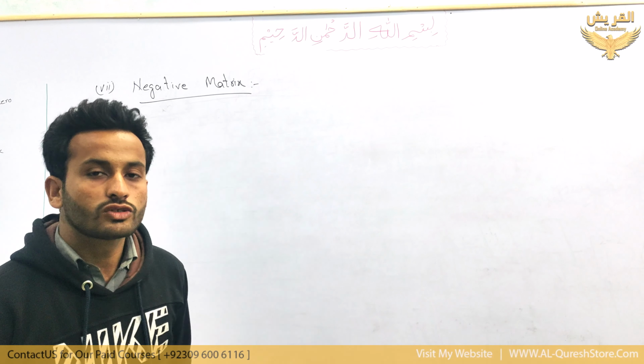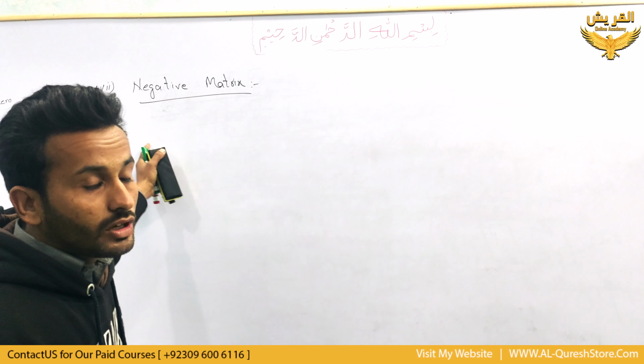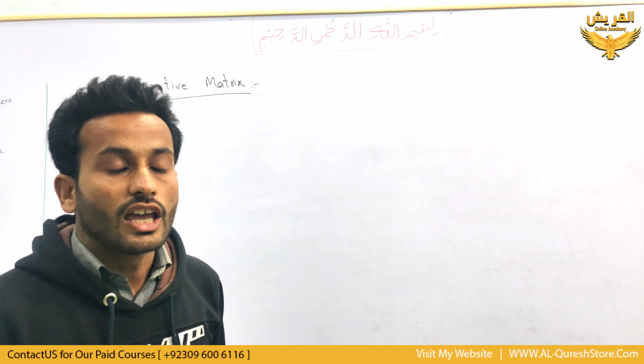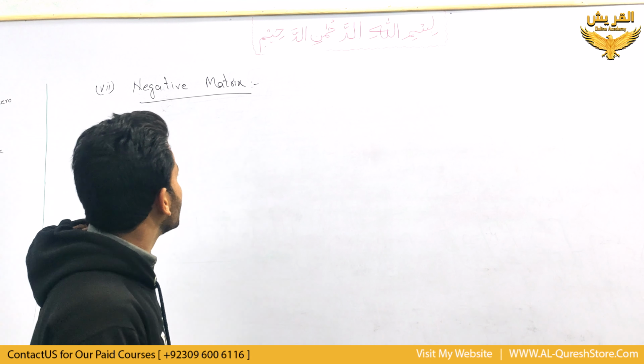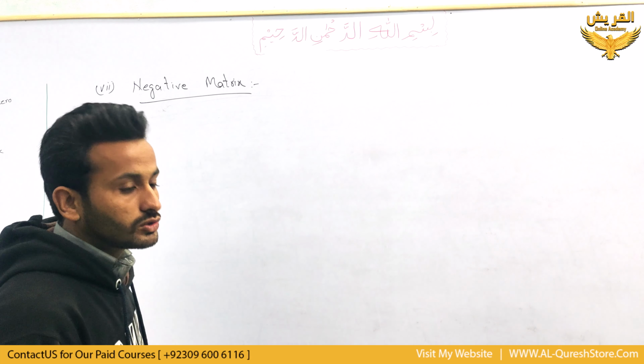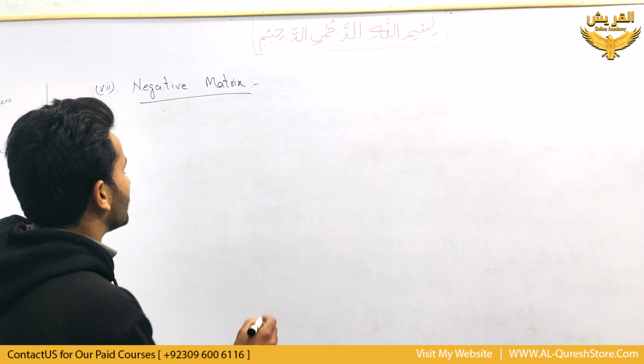Okay. Hello students. Today we are going to start the other types of matrices. First we have started 6 types of matrices. Now we are going to start the next one, negative matrix.